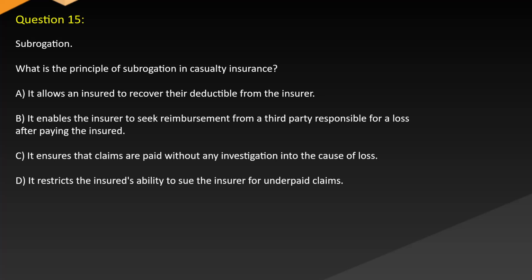Question 15. Subrogation. What is the principle of subrogation in casualty insurance? A. It allows an insured to recover their deductible from the insurer. B. It enables the insurer to seek reimbursement from a third party responsible for a loss after paying the insured. C. It ensures that claims are paid without any investigation into the cause of loss. D. It restricts the insured's ability to sue the insurer for underpaid claims.